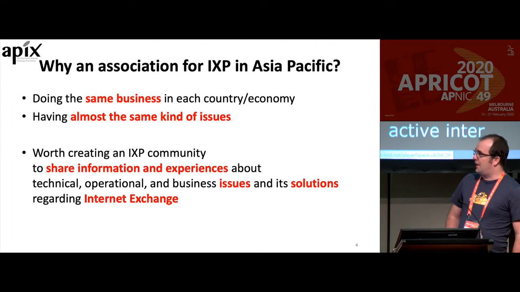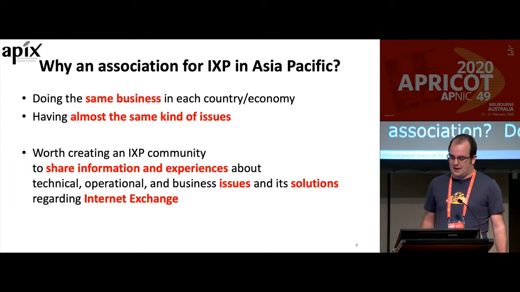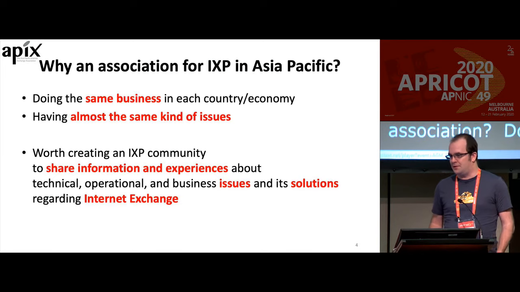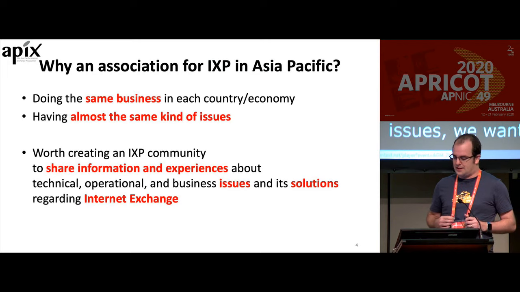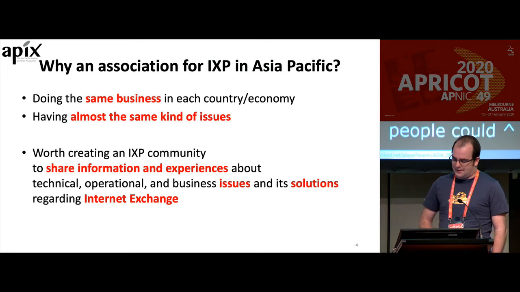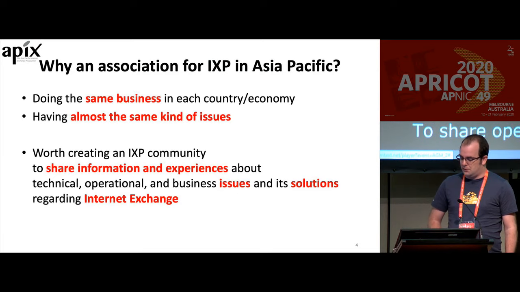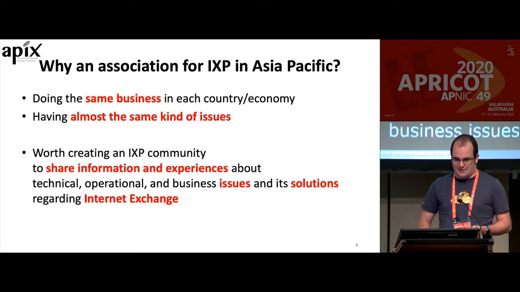Why do we have an association? Doing the same business in each country economy and having almost the same kinds of issues. We wanted to have an organization where people could come together and share their challenges. To share operational information and experiences, business issues, solutions, overall how do we run internet exchanges and how can we learn from each other and get better.